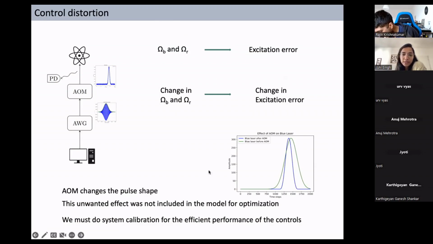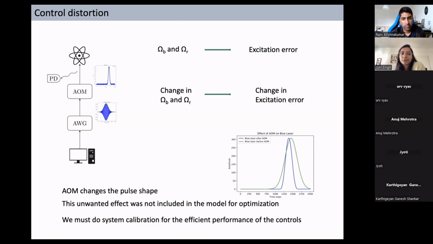We also tested a different set of data, hundreds of data, and we realized that this change was not something that we could ignore. For example, you see this green curve was something that we were sending, and this blue was something that we were noticing after this AOM. So it was something that we should not ignore. And then we decided, okay, we need to optimize these things also.